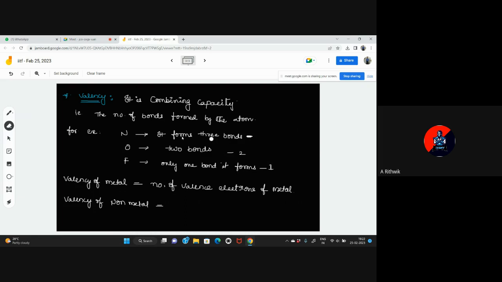Sir, how can we know that a particular element can form this many bonds? That is what I said. First you need to know whether it is a metal or a non-metal, and then use the formulas. For example, nitrogen: atomic number 7. Nitrogen valency what? Is nitrogen a metal or non-metal? Non-metal, sir.